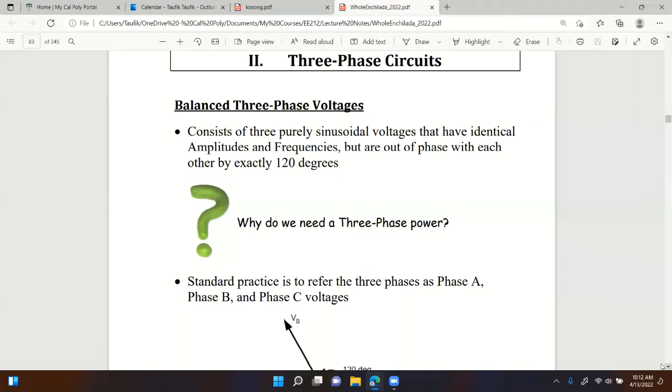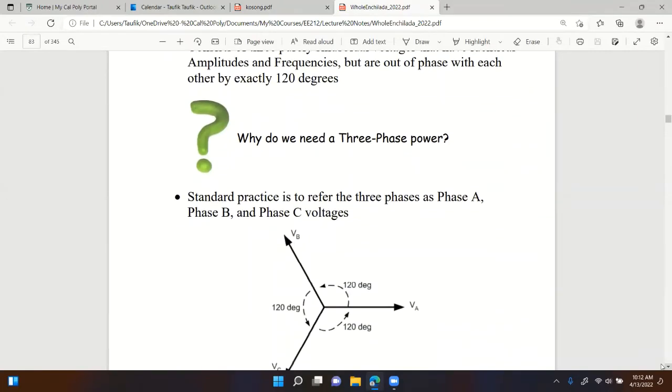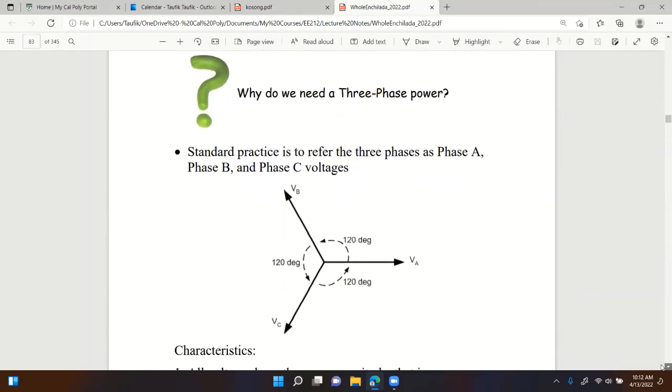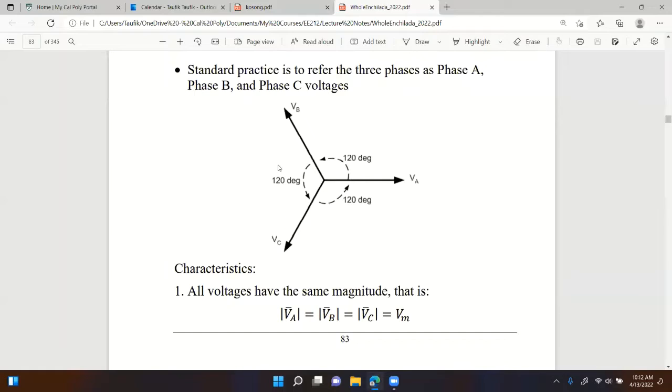And just to recap, for voltages and currents, three-phase balance would mean that the three phases have the same magnitude, but are out of phase by 120 degrees. These apply for both voltages and currents. So if you have balanced voltages or balanced currents, it means that all three have the same magnitude, and they're all 120 degrees apart from one another.